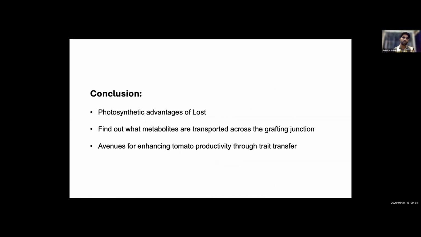So we concluded that the photosynthetic advantage of Lost is there, and it also opens avenues to find what metabolites are transported across the grafting junction, which could further shed light on which genes those metabolites could be transcribing, and they could be used for generating transgenic plants. And it also opens avenues for enhancing tomato productivity through trait transfer.